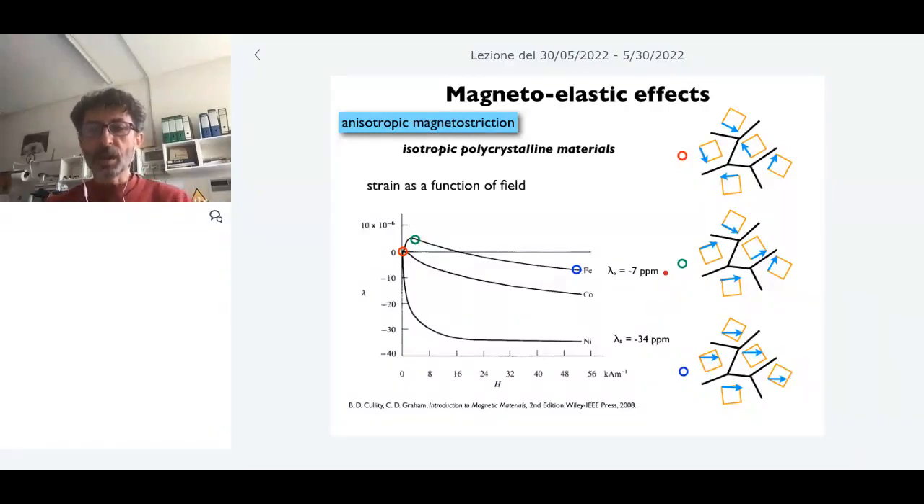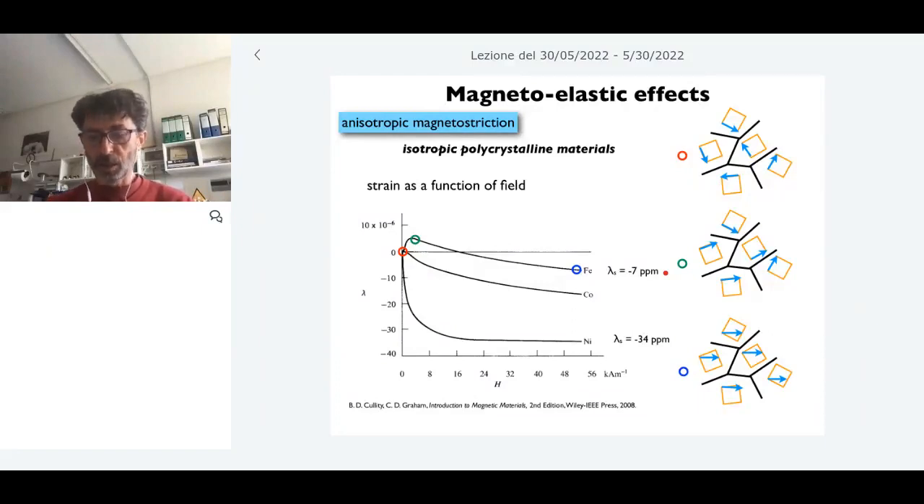So every time you see in publications, in papers or whatever, the value of the saturation magnetostriction, you need to know that this is related to the fact that you have considered polycrystalline material with grains oriented in any direction. So iron is quite puzzling in this sense. It's positive at low fields and negative at very large fields.